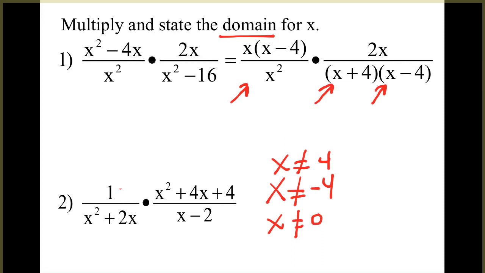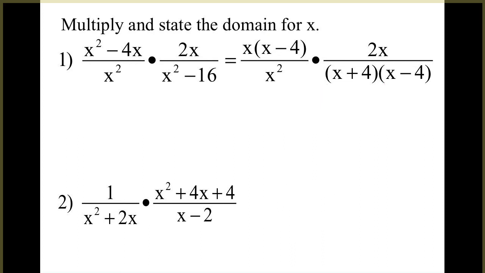So the way that we write that is, I'm going to now simplify. I've got those three things down. x cannot equal 4, x cannot equal negative 4, and x cannot equal 0. I've noticed that at this point where I can see all the factors.